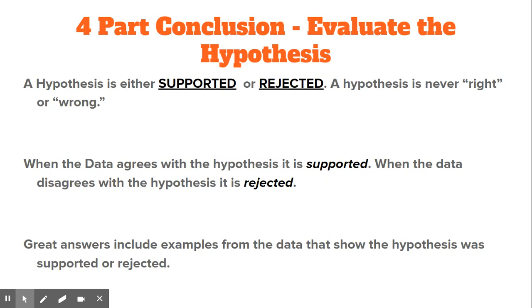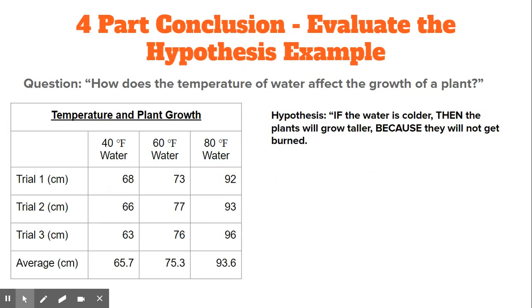When the data agrees with it, it's supported. When the data shows a different pattern than we predicted, it's rejected. Great answers will include that data to show and illustrate why it was supported or rejected. In that same example here, we have the question, how does the temperature of water affect the growth of a plant? The hypothesis for this experiment was if the water is colder, then the plants will grow taller because they will not get burned.